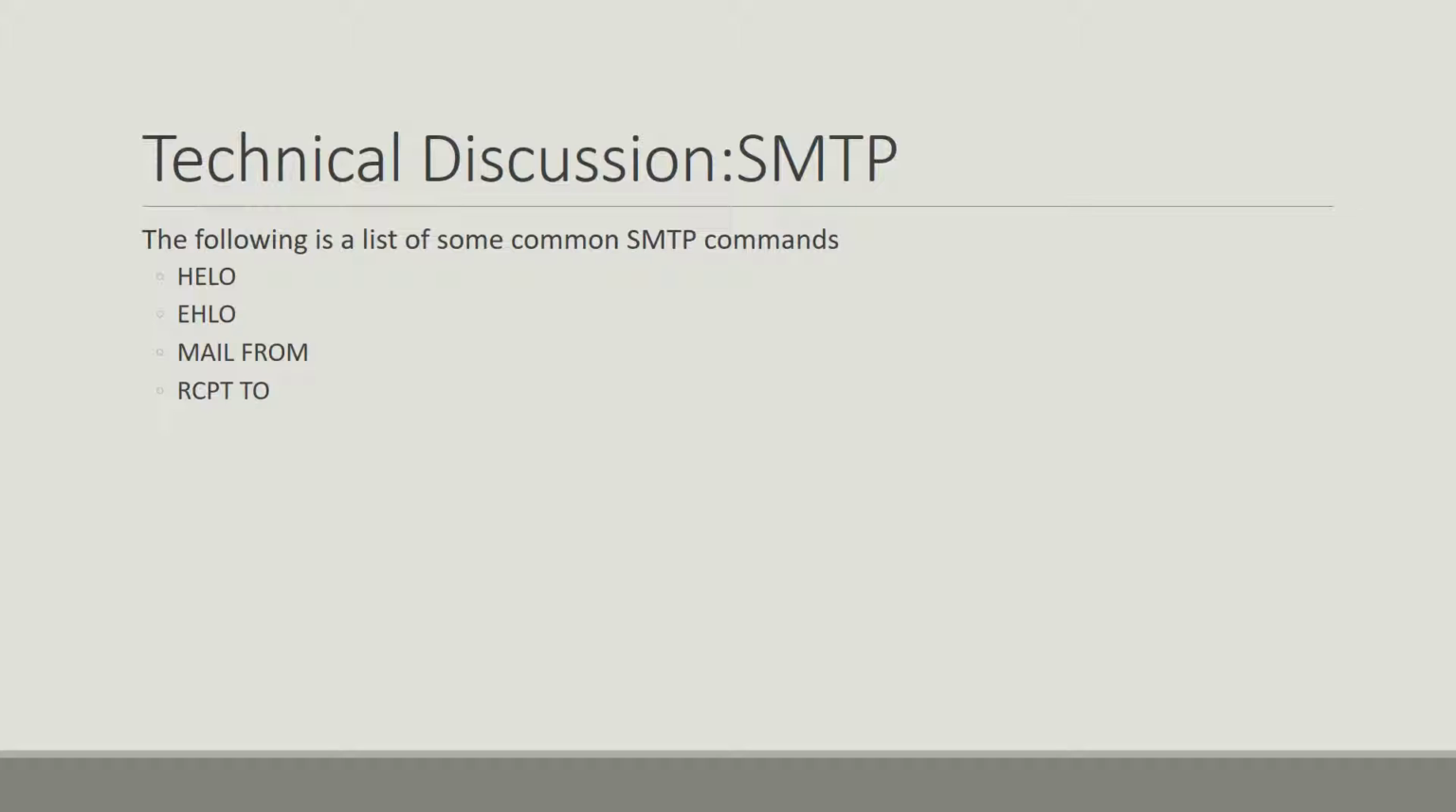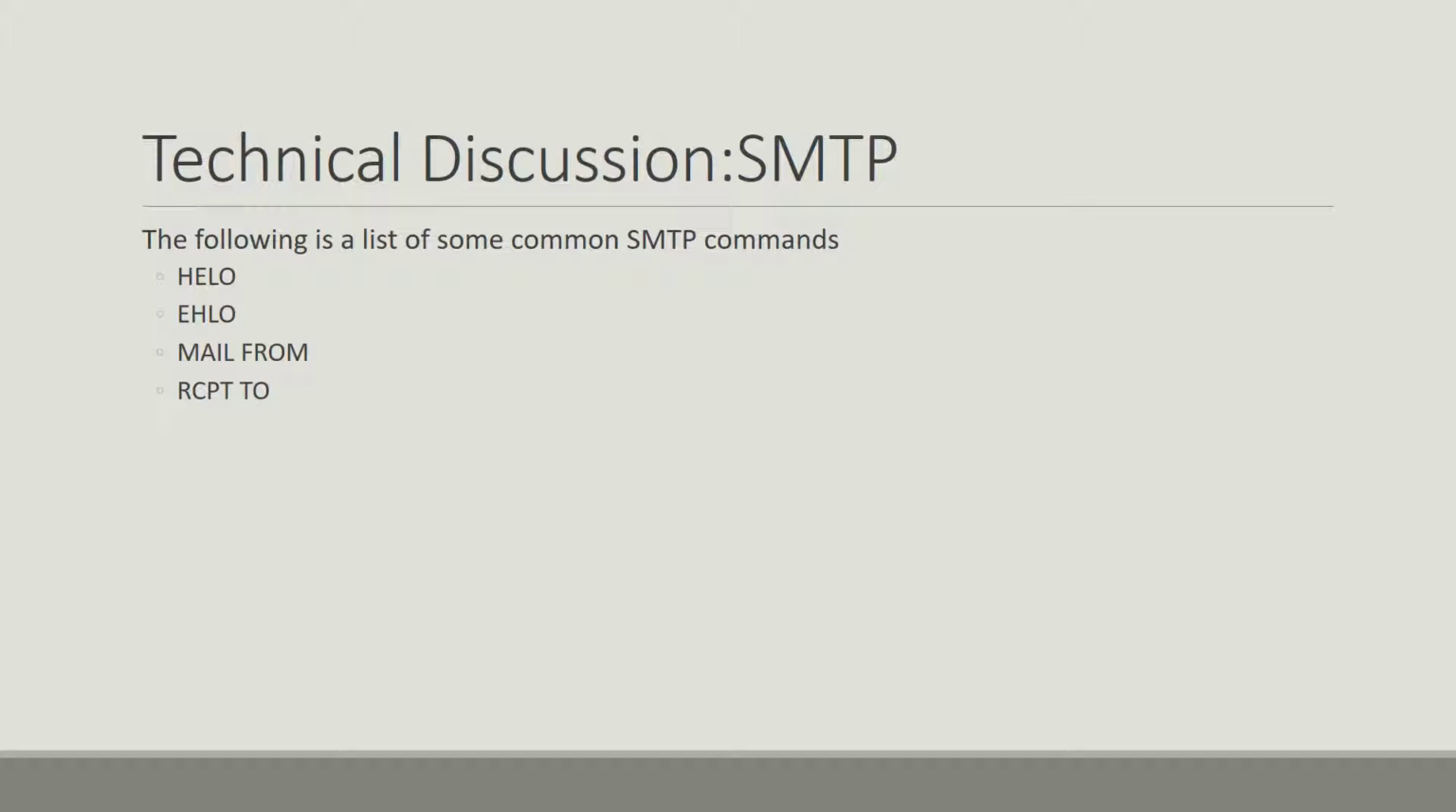Some of the SMTP commands include HELO. This command is sent by a client to identify itself, usually with a domain name. We have EHLO, which enables the server to identify its support for extended Simple Mail Transfer Protocol commands. We also have the command MAIL FROM, which identifies the sender of the message and is used in the form of MAIL FROM, exactly as it is as a command. We also have RCPT TO, which identifies the message recipients.